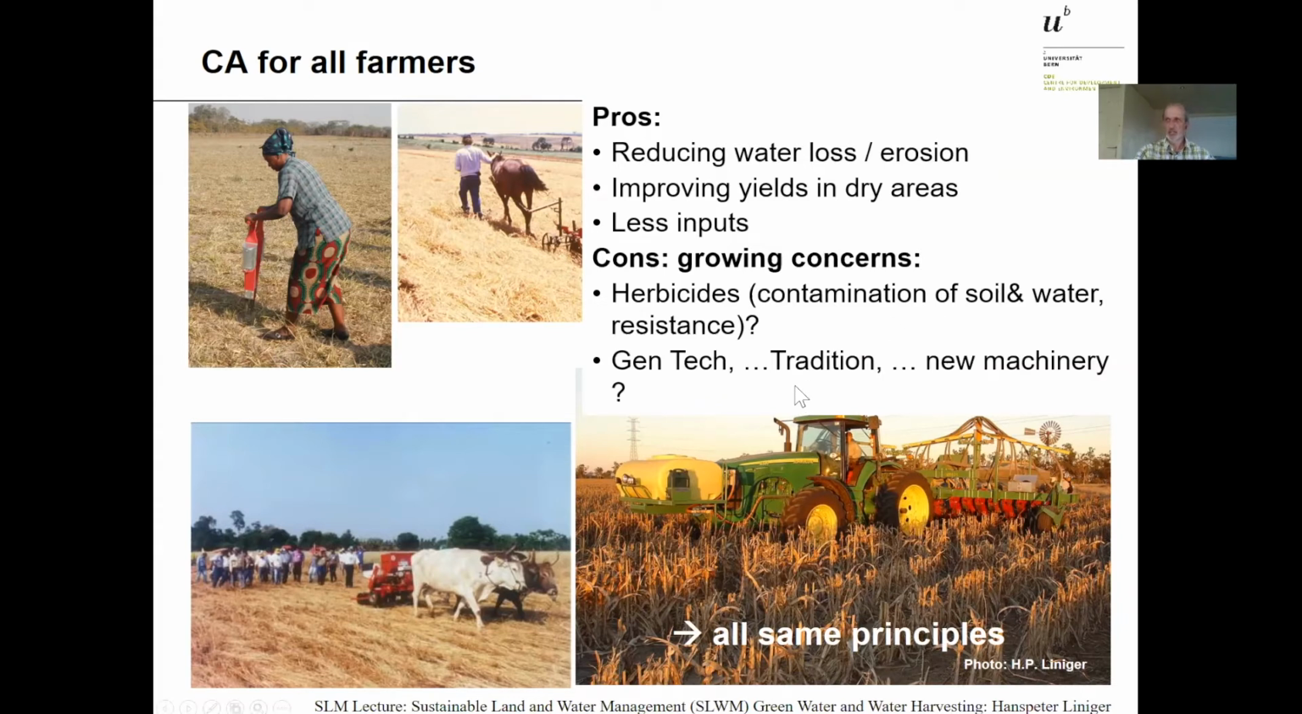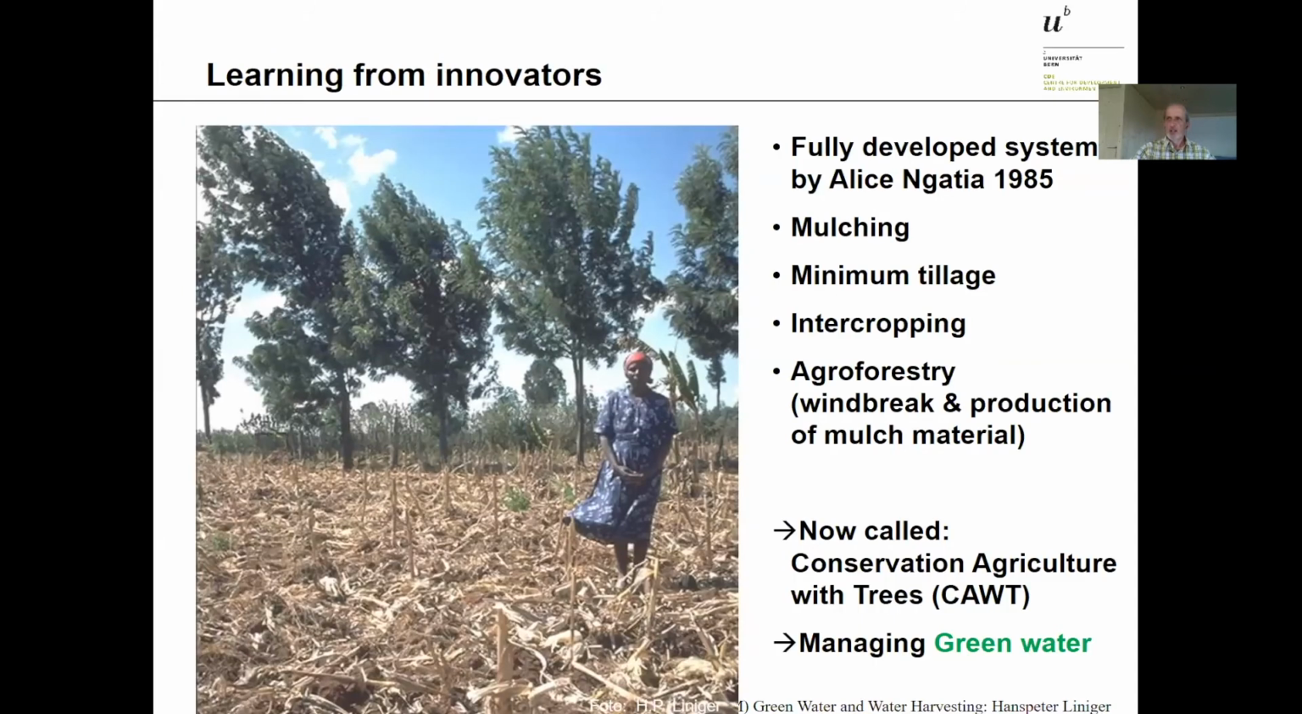So good plowing is a good farmer. Okay. Now, learning from innovators. If you want to find out what is happening, this is a nice example. We learned a lot from this Alice Gatia, you see already many years back. She had a system fully in place because she was alone with the children. She could not cultivate the conventional way the land and do all the digging. She had to plant directly into these residues.